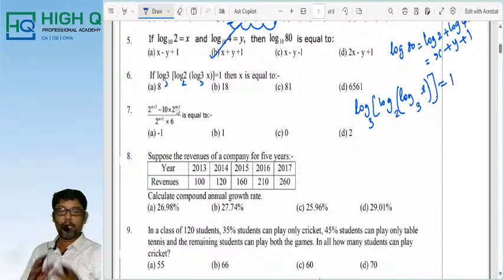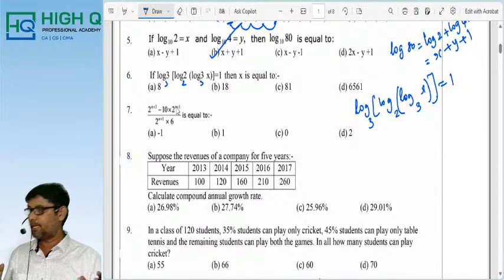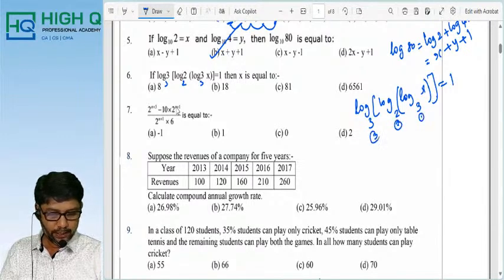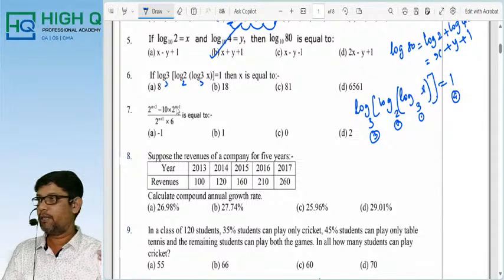I hope you know the trick that I taught you. Am I right, my dear? What is the trick I told you? Take it as 1, take it as 2, take it as 3, take it as 4. This is the order we should take.